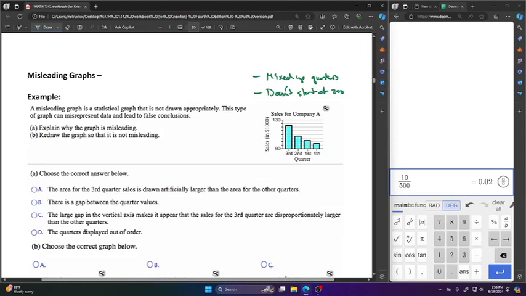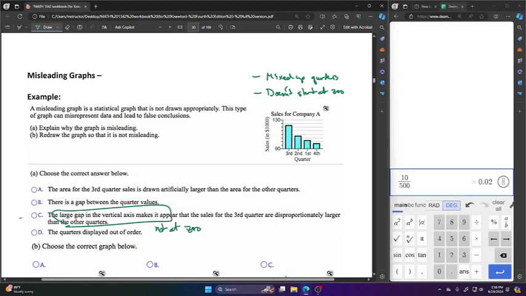They say the area on the third quarter is artificially large. I have no clue what they're saying. There's a gap between the quarters. Again, that doesn't make any sense. It's just a bar graph. A large gap in the vertical axis, blah, blah. What they mean by this is that it's that not-at-0 thing. Okay, that's what they're saying there.